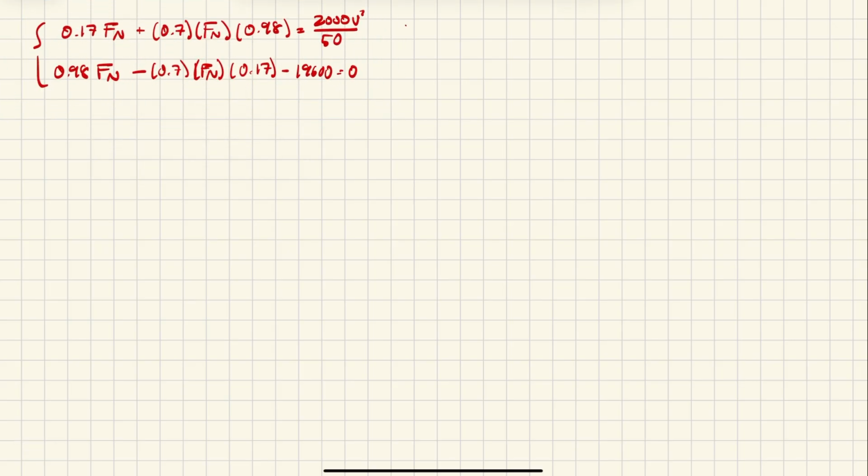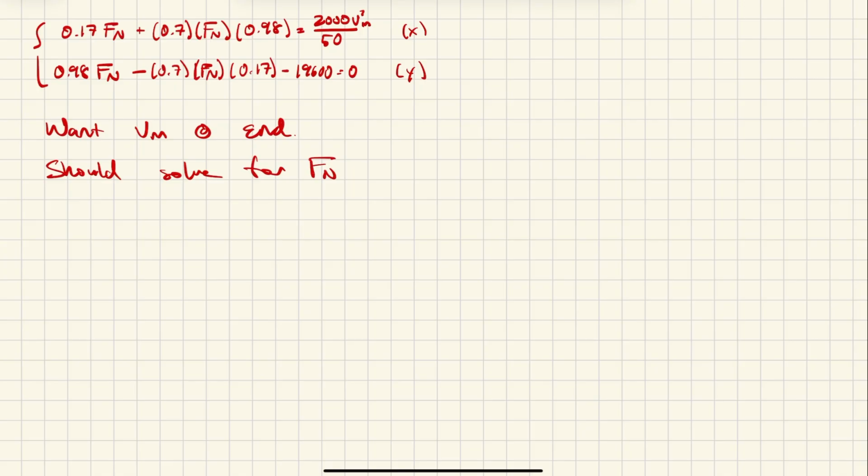As a reminder, this is our x direction equation, and this is our y direction equation. What I'm going to notice here is that this should be V max, and we want to solve for V max eventually. So we should solve for Fn first, because we want to eliminate Fn. We'll solve for Fn in terms of everything else and then plug Fn into the first equation in order to eventually solve for V max.